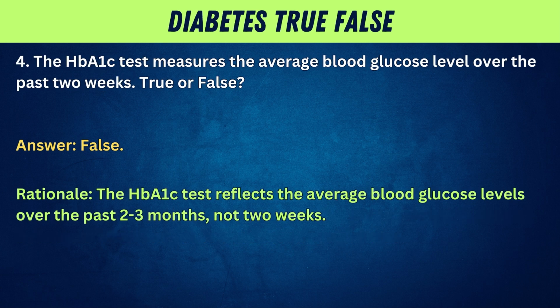4. The HbA1c test measures the average blood glucose level over the past 2 weeks. True or false? Answer: false. Rationale: the HbA1c test reflects the average blood glucose levels over the past 2 to 3 months, not 2 weeks.